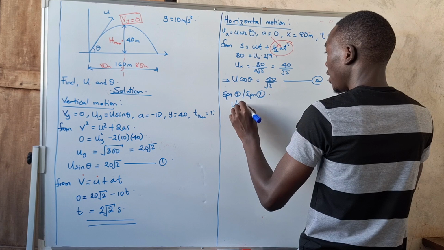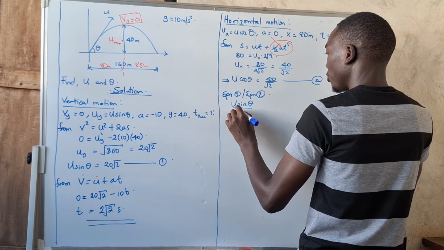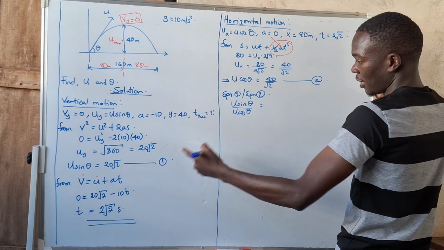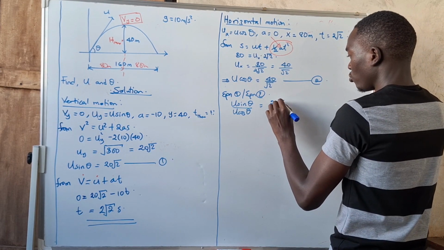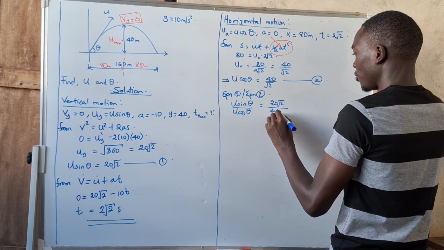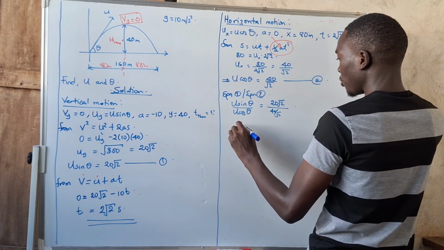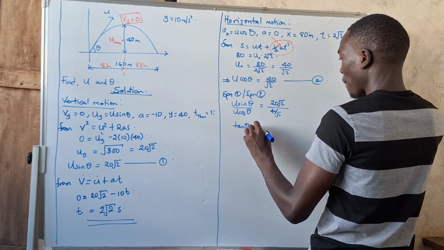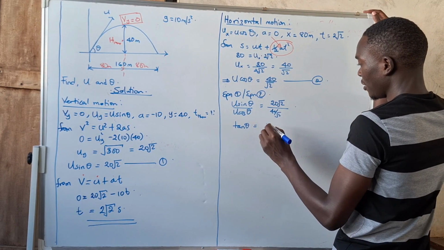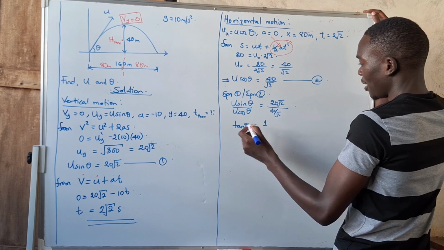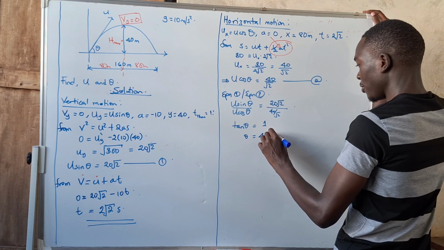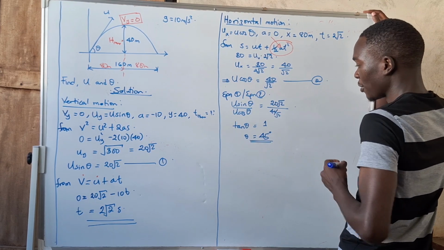This will be u sine theta out of u cos theta is equal to, now this side you have 20 root 2 out of 40 out of root 2. So the u cancels, you obtain tan theta as equal to, now I think we can see that this is going to be equal to 1. And of course the tan inverse of 1, theta will be equal to 45 degrees. So we have your angle theta.